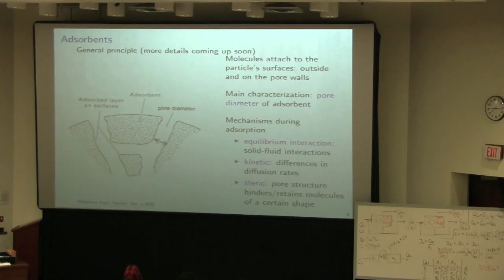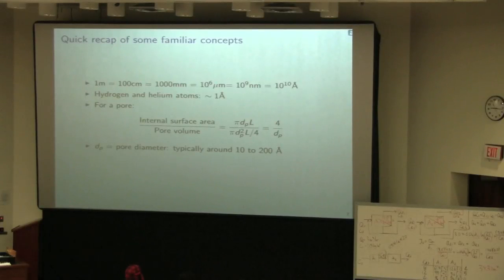That becomes really important when you're trying to separate isomers from each other. Isomers are different shapes. One isomer might preferentially be able to enter over the other one. So we're going to see these coming up in the next few classes. Just a bit of familiar concepts, just to recap.